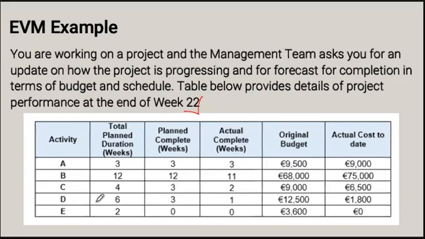For activity D, we were planning that this activity is going to take 6 weeks. We were planning to have 3 weeks completed at the end of week 22. In actual fact, we completed only 1 week of work. And for activity E, 2 weeks planned.